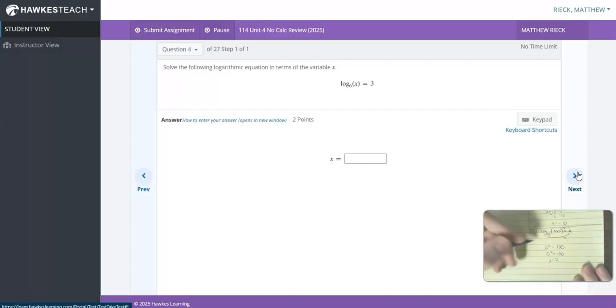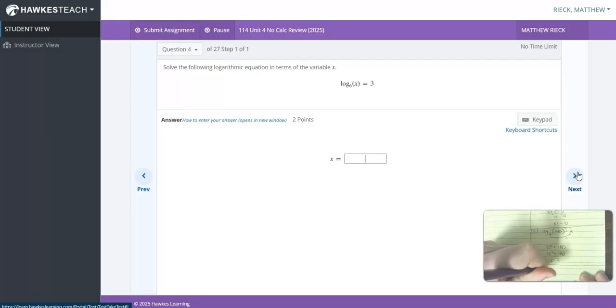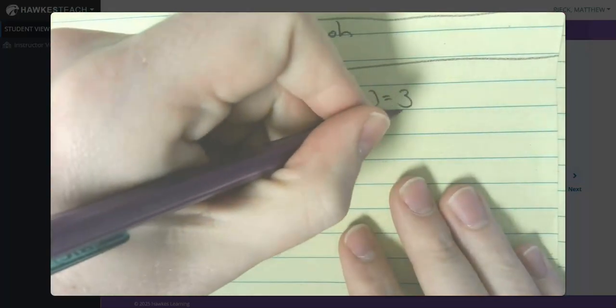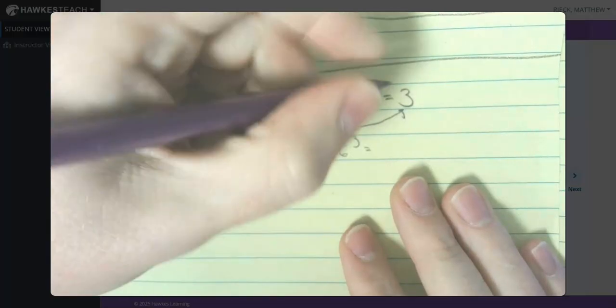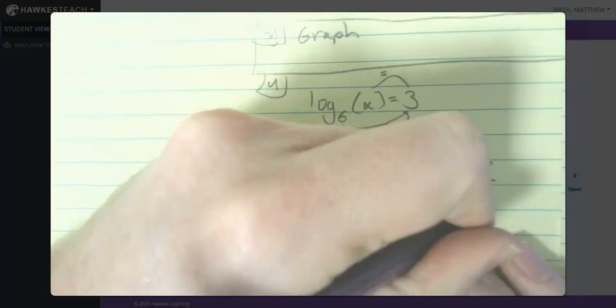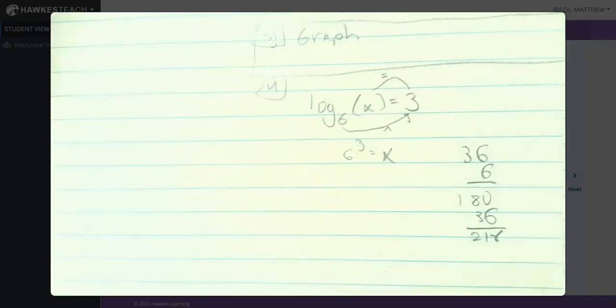All right. So this one here, so 3 is just a graph. So we have log base 6 of x equals 3. All right. So again, this is just going to be 6 to the third equals x. So we have 6 times 6 is going to be 36. So 36 times 6. So 6 times 30 would be 180. 6 times 6 is 36. So that's going to be 216.